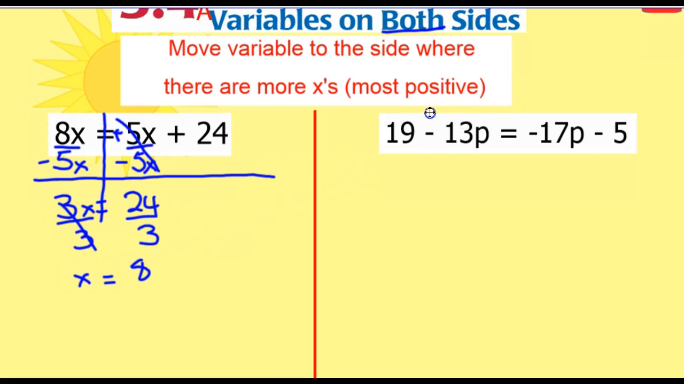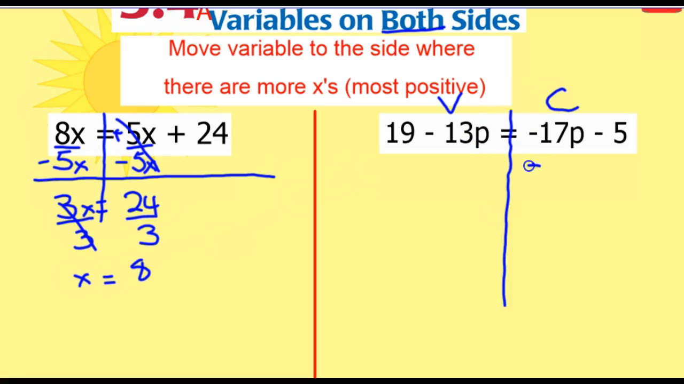Now here it looks to me like I have more p's on this side, but this side is closer to positive numbers. So what I'm going to do, instead of moving this negative 13 over to the other side, I'm going to move this negative 17 over here. So this is going to be my variable side. The other side of my equation is going to be my constant side. So that's going to be the spot where all of my numbers without variables go.